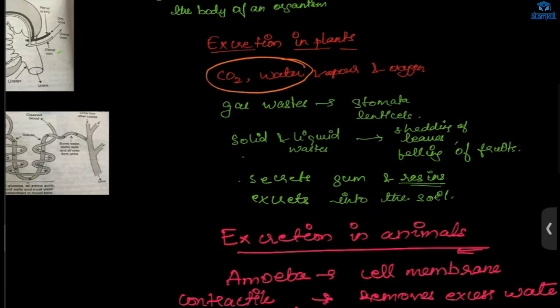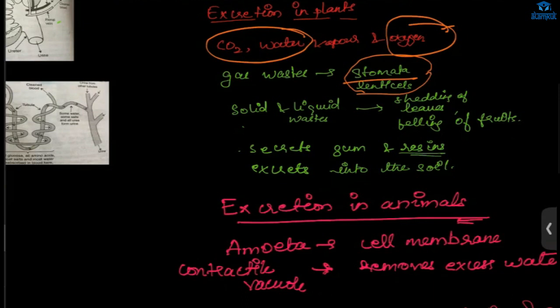Ma'am, carbon dioxide is produced during breathing. Respiration, right? Yes, ma'am. And oxygen also during respiration. No, I am talking about the waste products in the case of plants. It is during photosynthesis. Okay, ma'am. Now, this gaseous waste is removed by stomata and lenticels. Stomata in the leaf and lenticels in the stem.